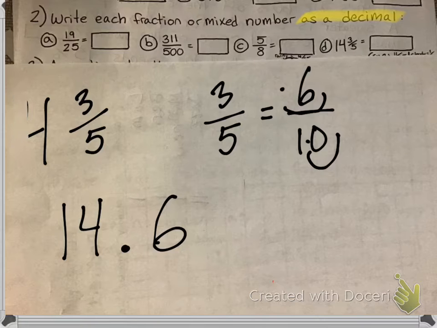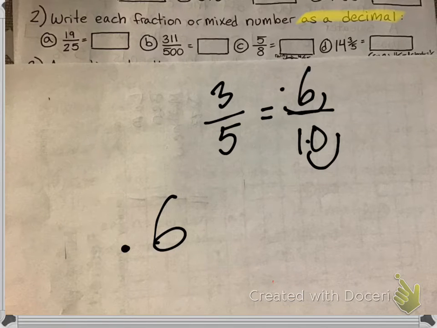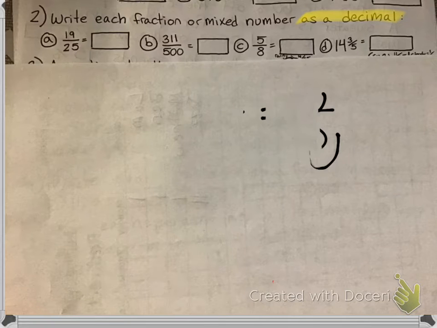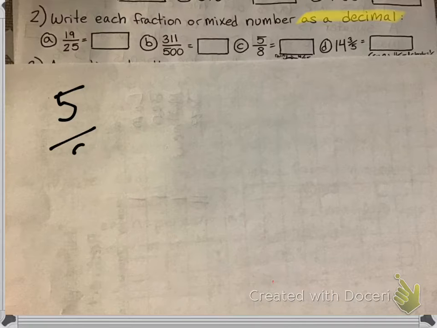Now, with our last one, we have a little bit more difficulty, but really it's not that much because I'm telling you the easiest way to do these. For this one, we have 5/8. Can 8 really multiply to anything that's going to be helpful? 10, 100, 1,000? No, it can't. So we're going to long divide.